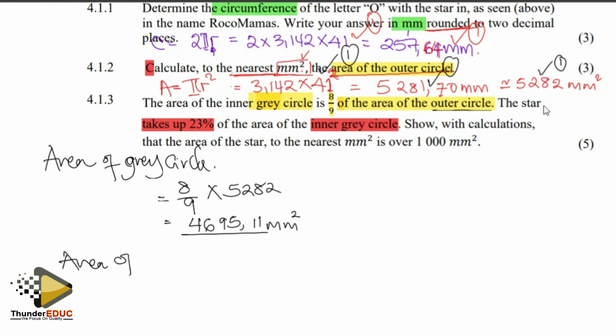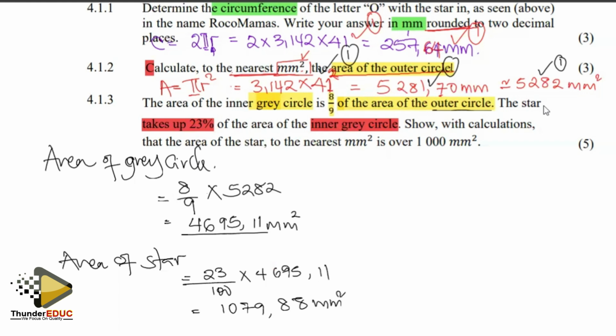Area of the star, which will be 23% of the area of the gray circle, which is the one on top here. So we shall look for the 23% of the previous answer. So times 23%. So you end up having 1079.88 millimeters what? Squared.